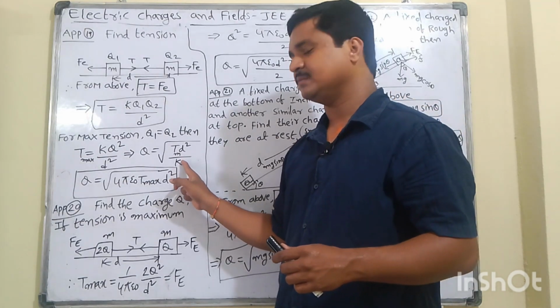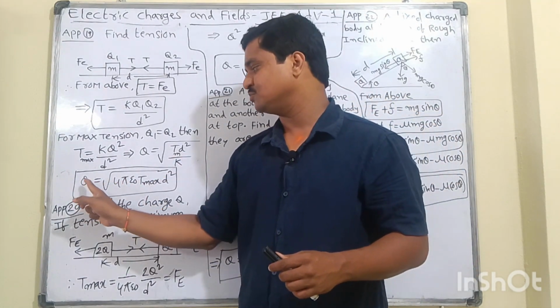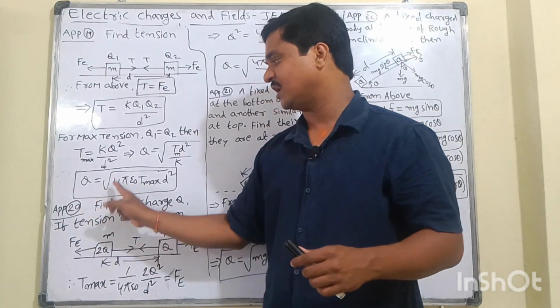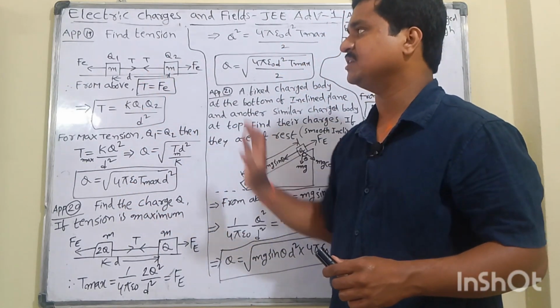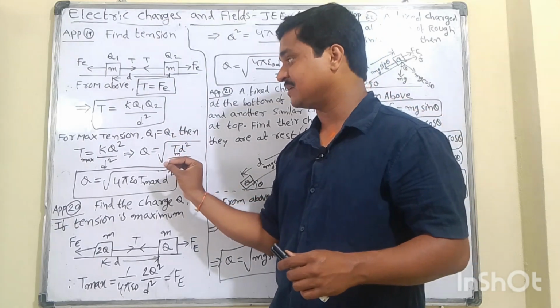So k is nothing but 1 by 4 pi epsilon naught. You can substitute the value, and you will get the charge value as root of 4 pi epsilon naught T maximum d square. So this is one of the applications to find the tension in terms of charges.